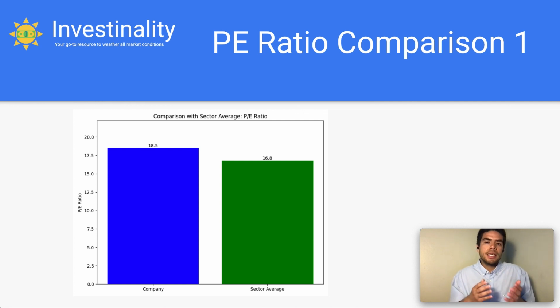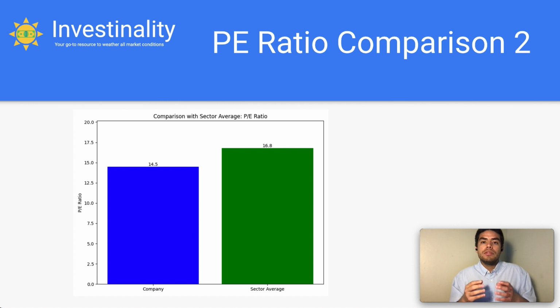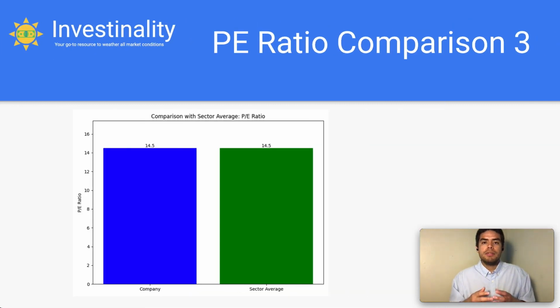So for example, let's look at this comparison. This company has a PE of 18.5, whereas the sector average is 16.8. In this case, the company can be said to be overvalued with respect to the market. On the other hand, imagine another company has a PE of 14.5. The sector average is still 16.8. In this case, the company can be said to be undervalued with respect to the sector average. And lastly, let's look at the example of a company which has the same PE ratio as the sector average. In this case, it could be said that the company is neither overvalued nor undervalued.